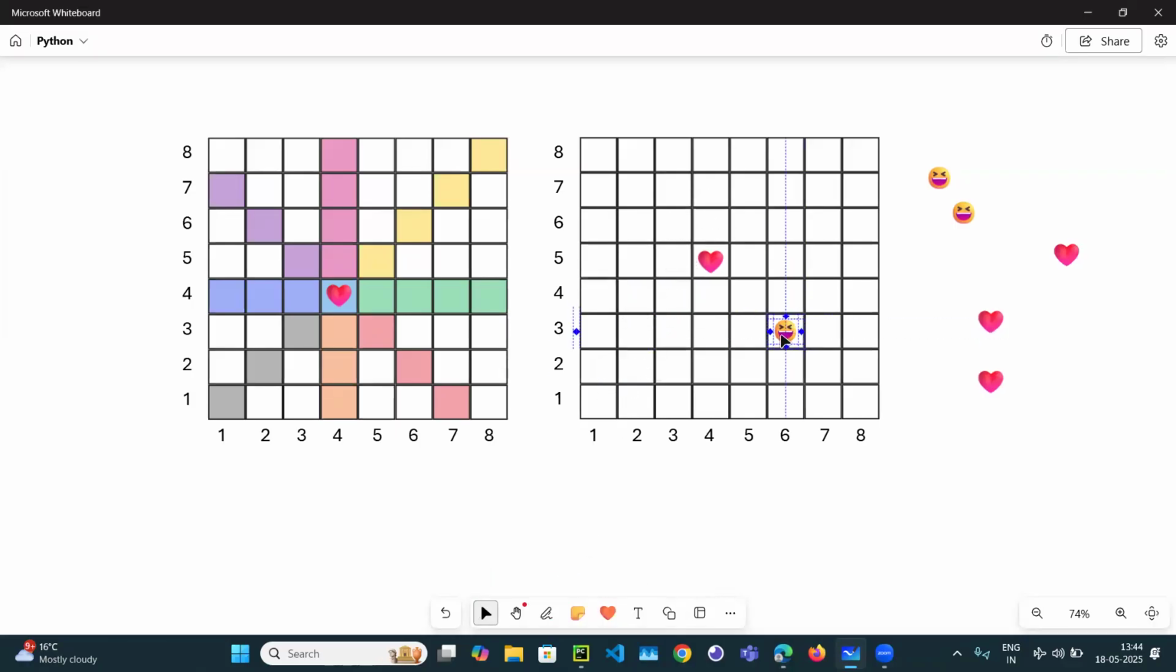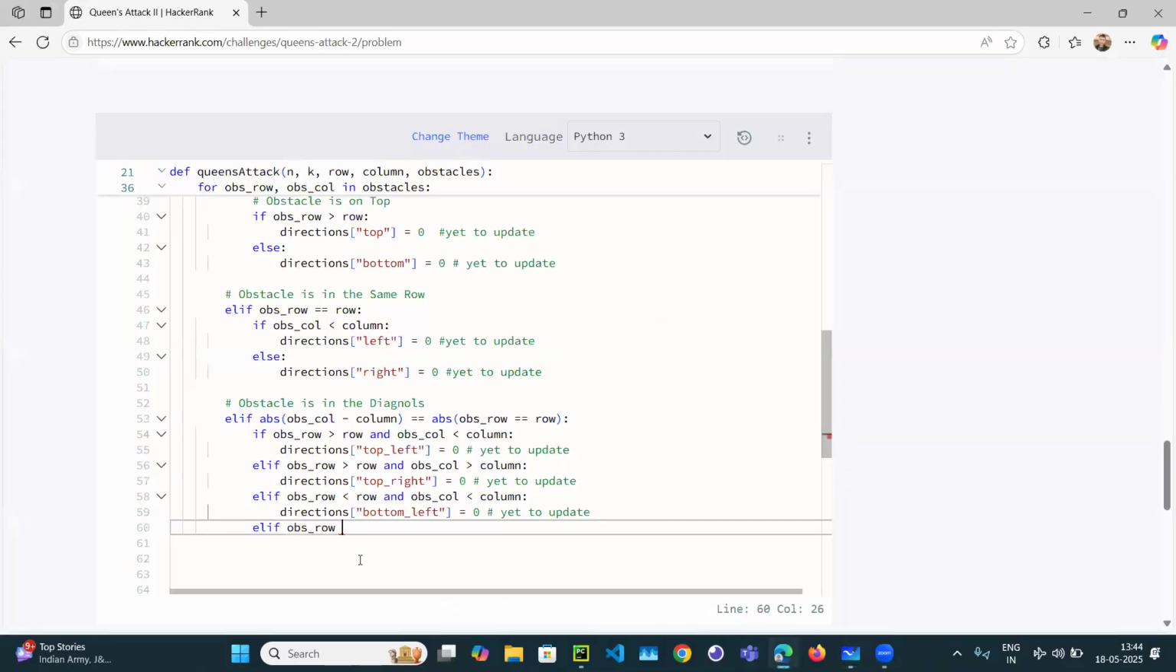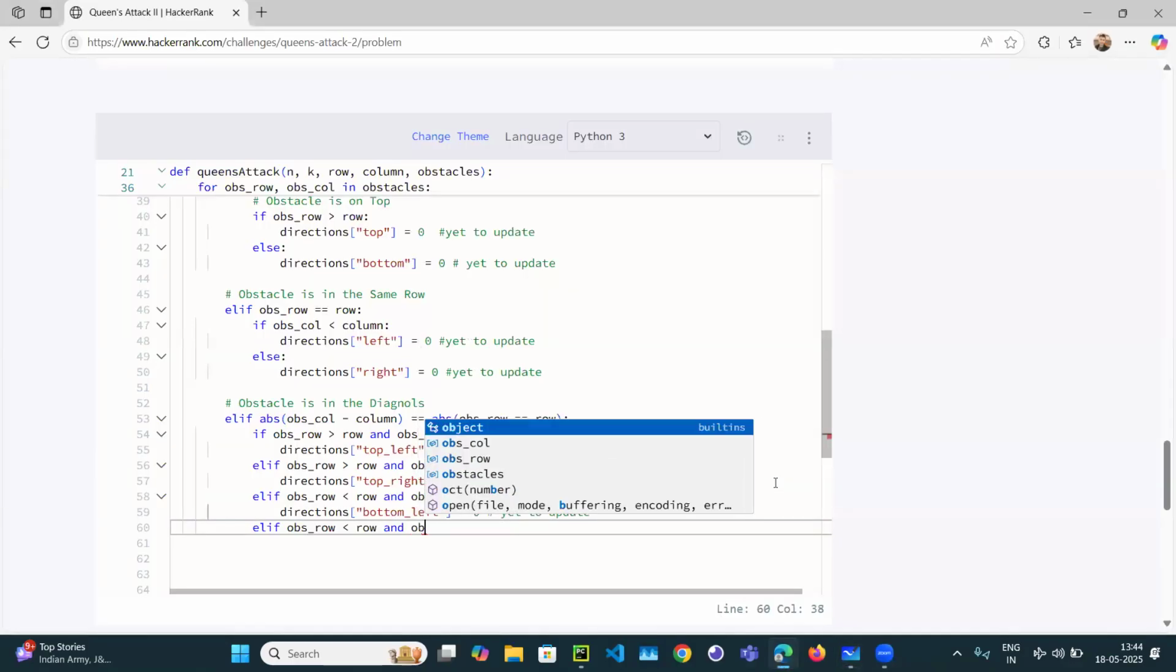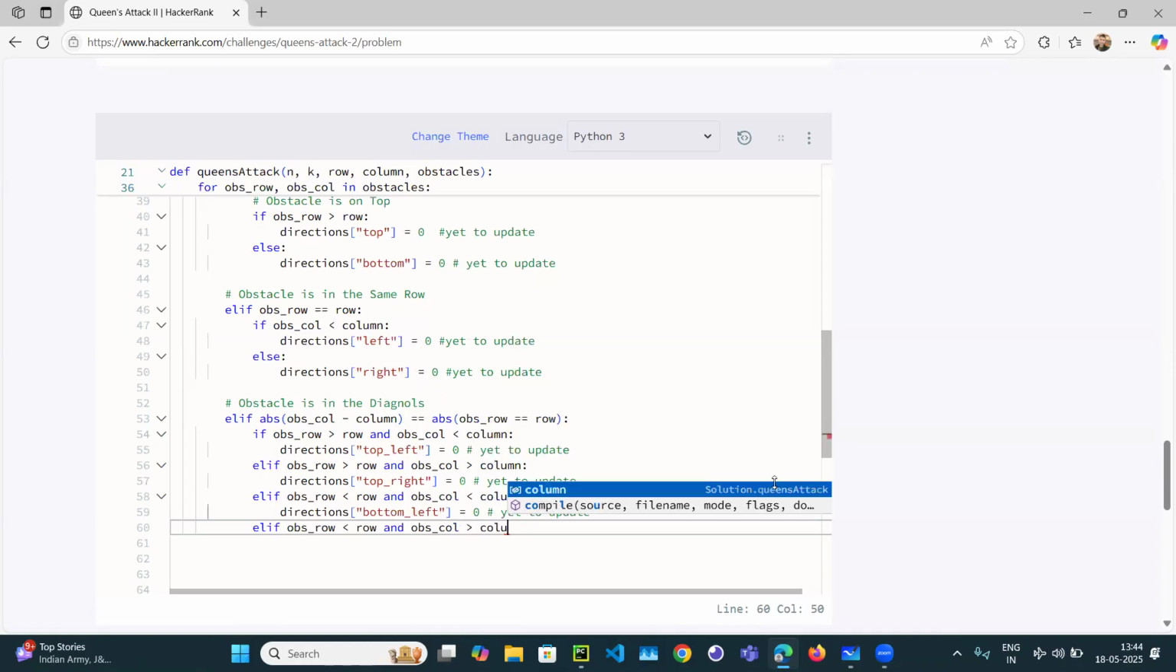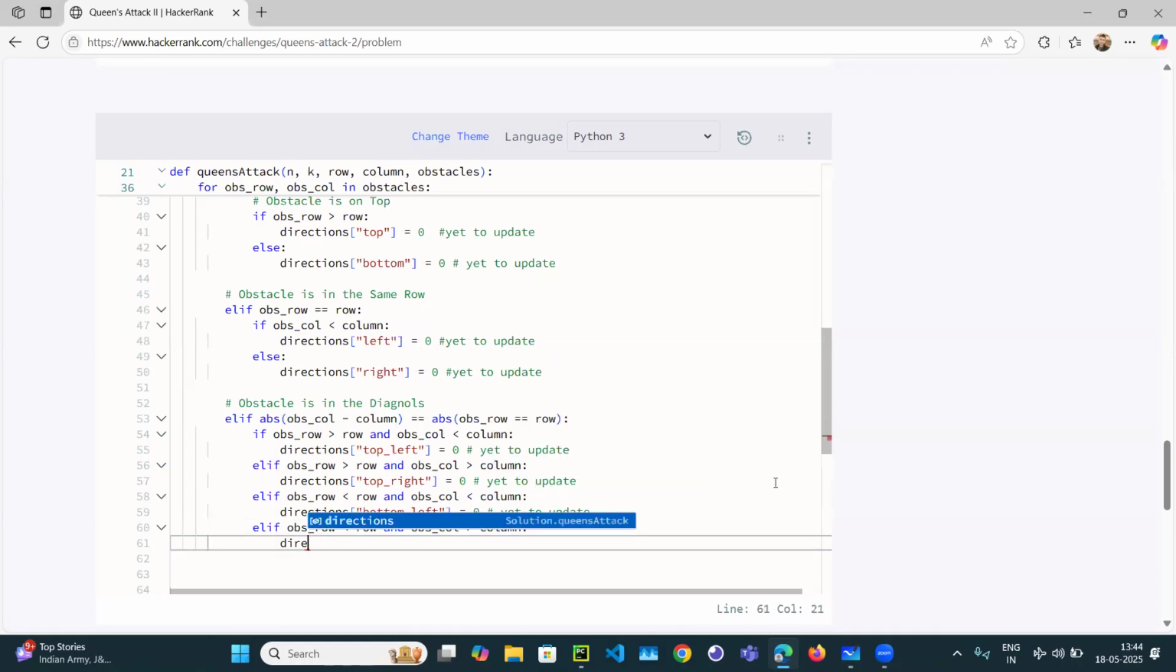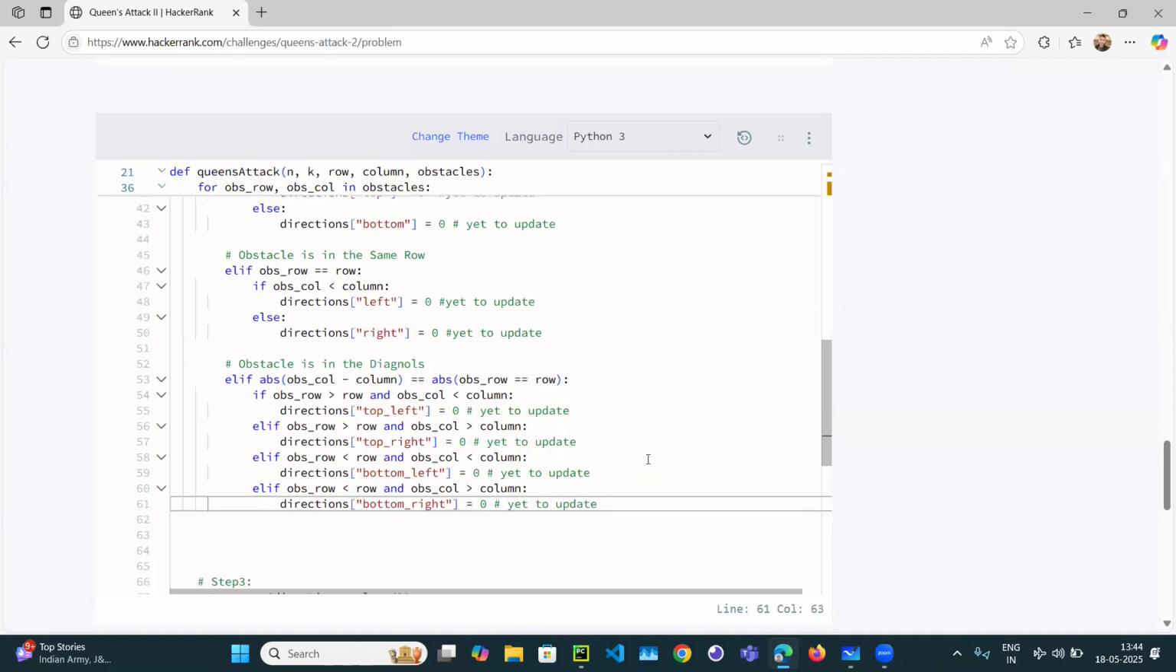Right, obstacle can be here. So bottom right. So how you know bottom right? So if it is in the bottom, row should be always less. Row should be always less. Right means column should be always more. Obstacle column should be greater than the queen's column. Then in this case, you need to update the bottom right variable, yet to update. That's it.